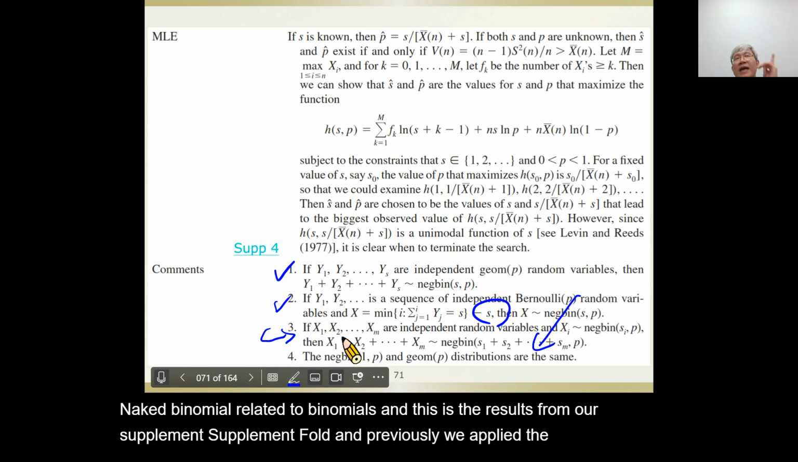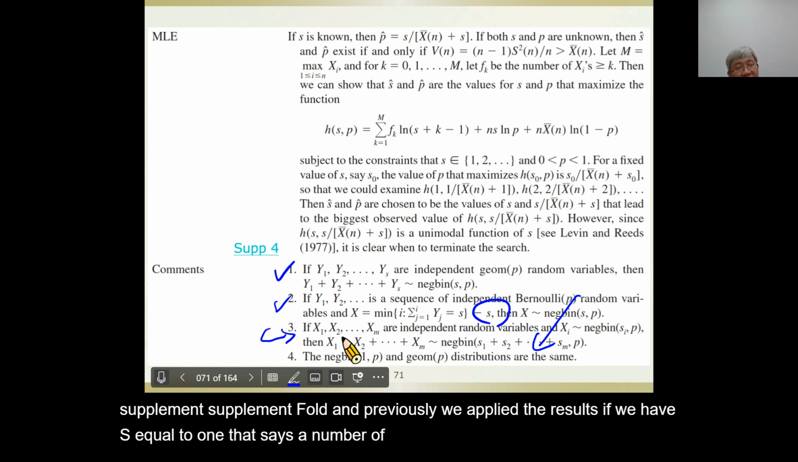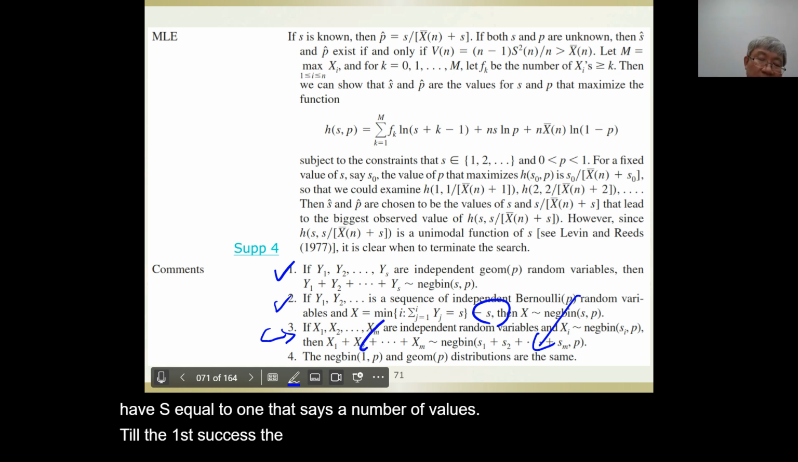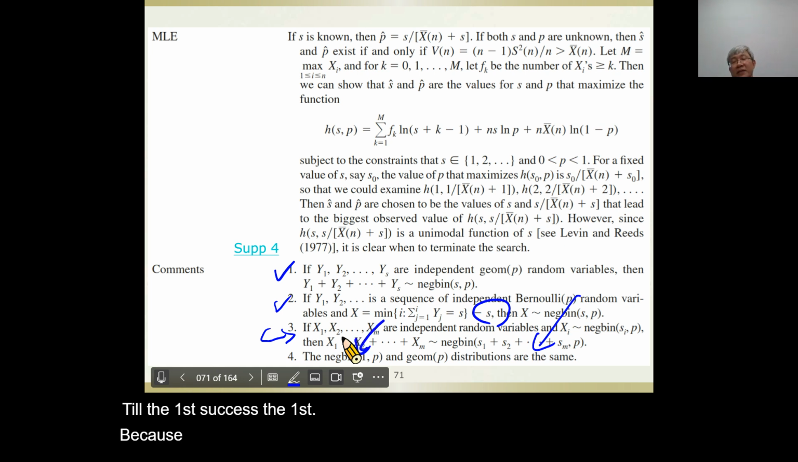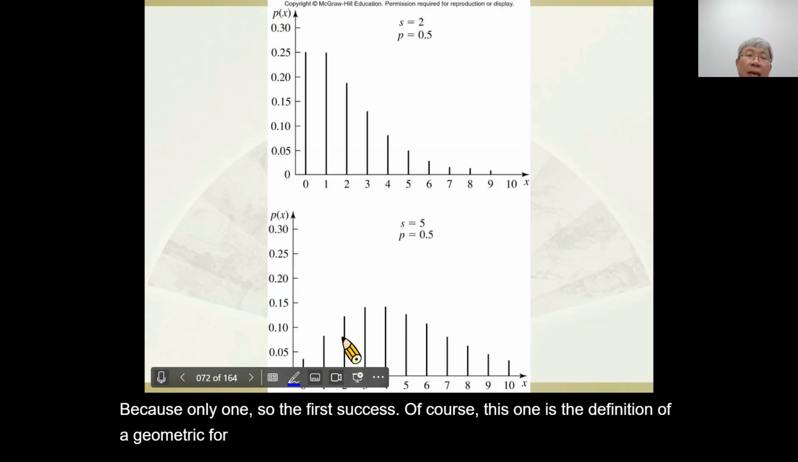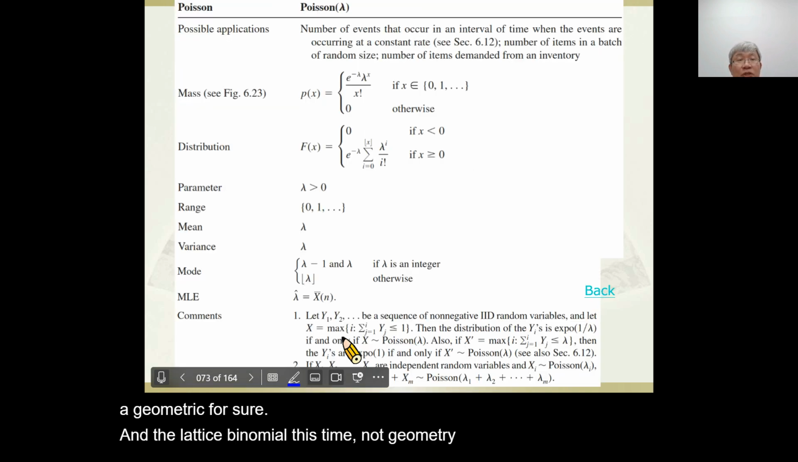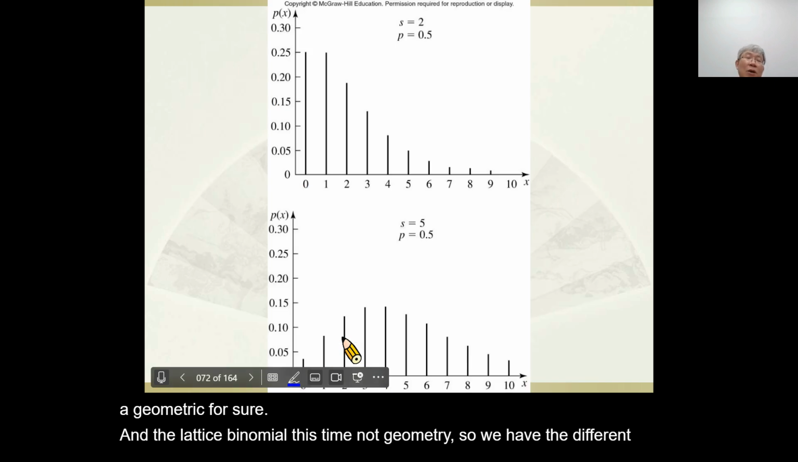Previously we applied the result: if S equals 1, that says the number of failures till the first success, because only 1, so the first success. Of course, this is the definition of geometry for sure. And this time it's negative binomial, not geometry, so we have a different shape. Alright, that's it.